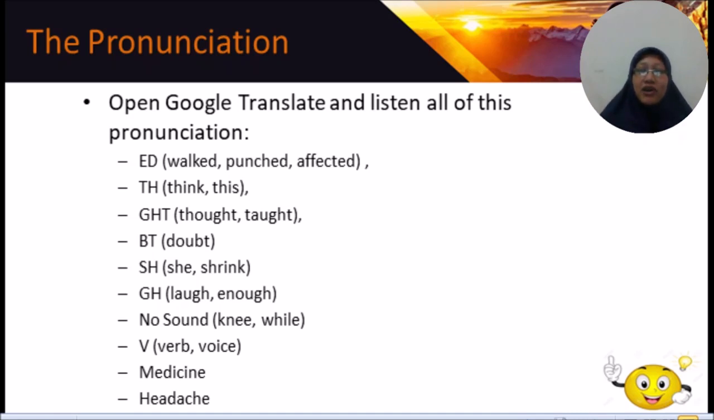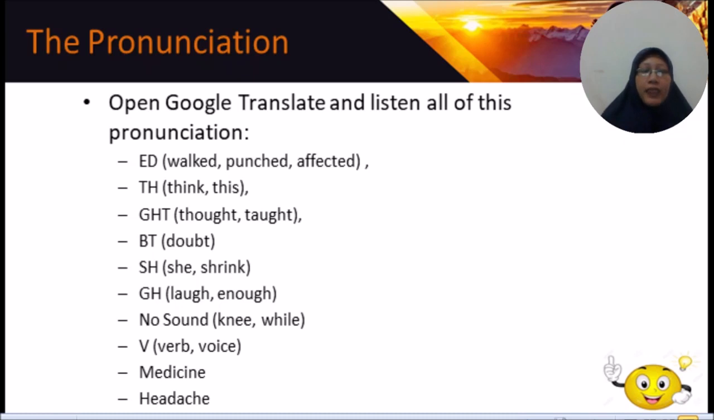How can you learn about that? You can practice more and try to pronounce some words in English so you can understand which ed is pronounced t and which is pronounced ed.